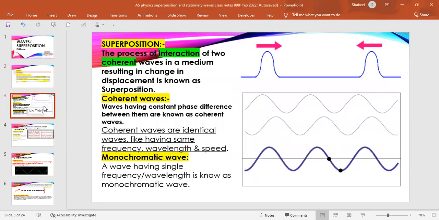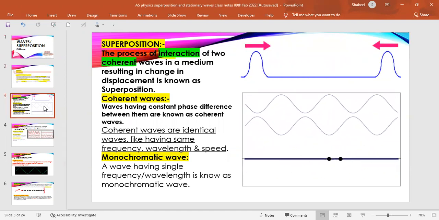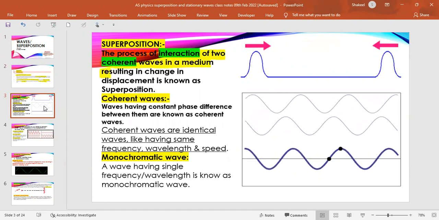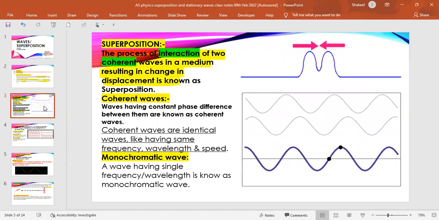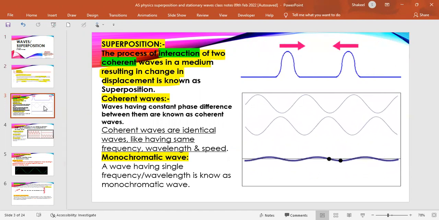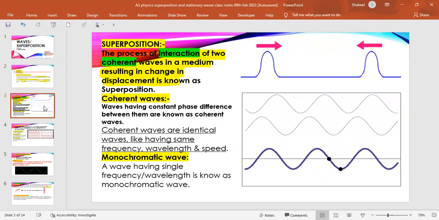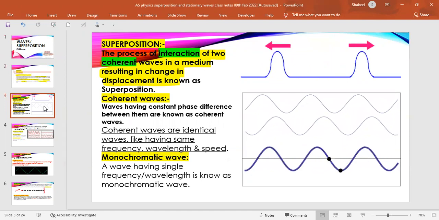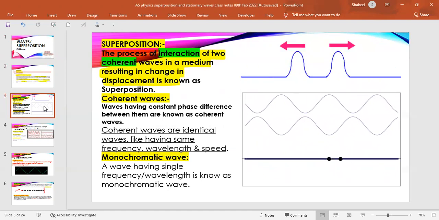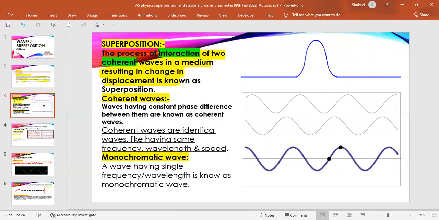So first of all, we have to look for superposition. What is superposition? Superposition is the process of interaction of two coherent waves in a medium, resulting in change in displacement. So when two similar waves, of course, both the waves must be similar, either both sound, or both water, or both rope, or both microwaves, the same type of waves should be there. And when they interact with each other, as a result, their displacement changes. This process is known as superposition.